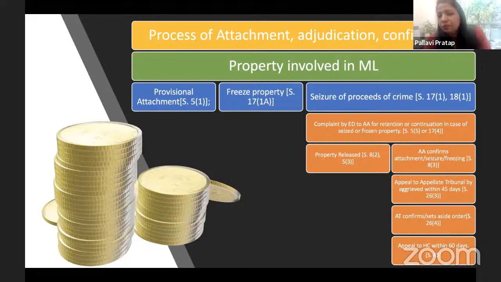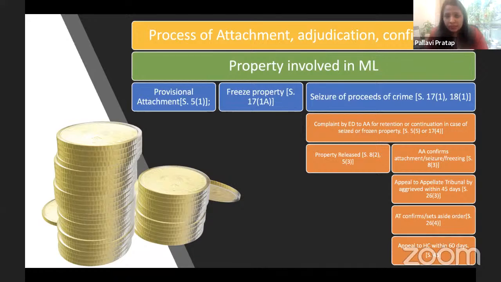Now, either the property is released, which is Section 8(2), or continued, which is Section 8(3). So basically Section 8 Clause 2, like we talked about, is the adjudication part of it. But what really is the procedure in practice is that the adjudicating authority first confirms the attachment or the seizure or freezing, whatever is the case, under Section 8(3). Now, then there is an appeal which lies to the appellate tribunal by the aggrieved within 45 days, which is Section 26(3).